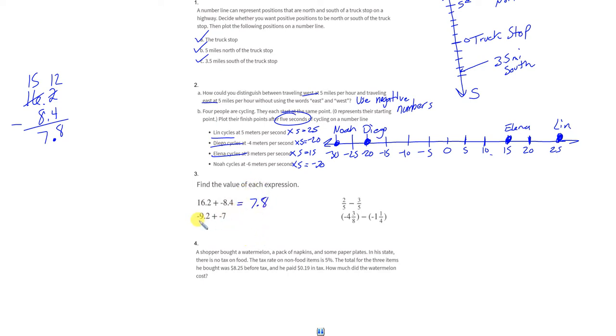Alright, the next one, they're both negative, so we want to add them together. So 9.2 plus 7.0. You got to line up your decimal when you add.